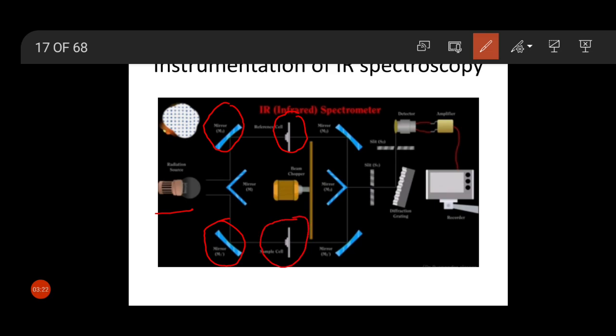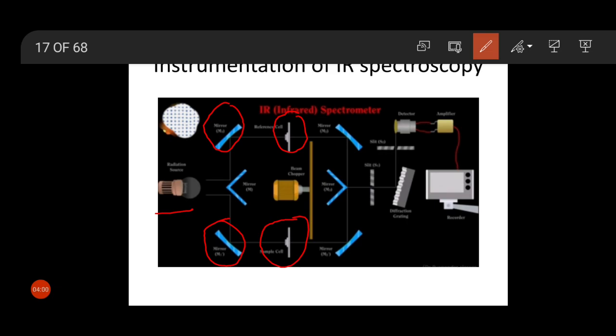The first part of the IR instrument is the radiation source. It may be Nernst glower, globar, nichrome on a ceramic support, or carbon dioxide laser. This radiation source is electrically heated from 1200 to 2000 degrees Celsius to produce IR radiation. Next part is mirror M1 and mirror M1 dash to reflect the IR radiation towards the reference cell and sample cell.